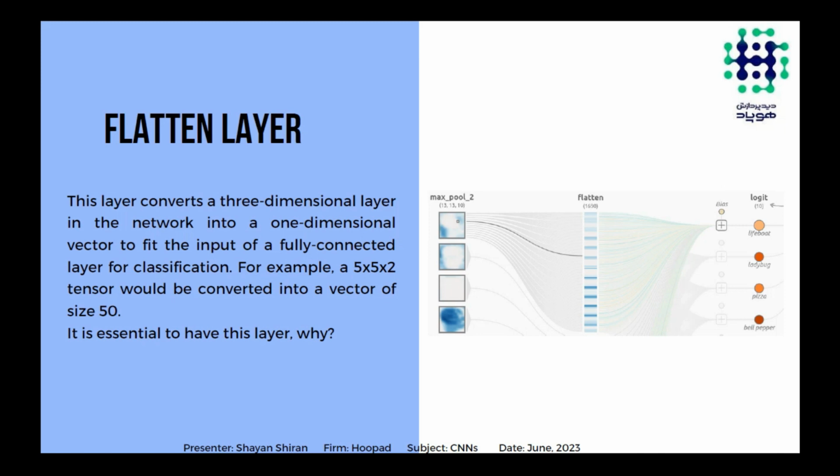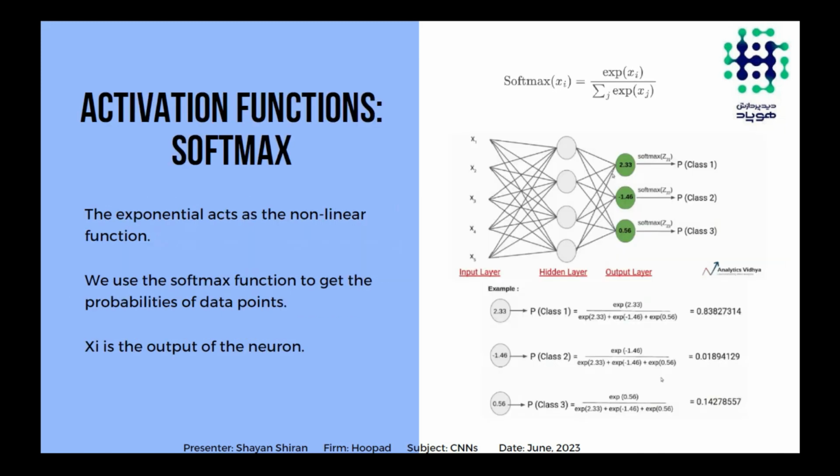For example, here we have a 13 by 13 by 10 layer, and then we will have one vector whose size is 1690, and here I put another example. I didn't put the one here in the picture, and as I said, it's essential for generating the output, and we have to use the flatten layer.